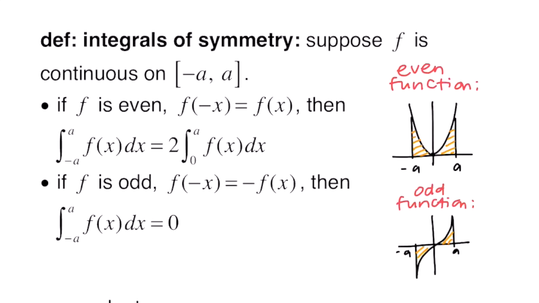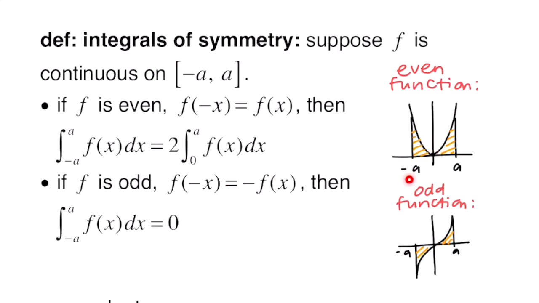Our next definition is integrals of symmetry. It says, suppose f is continuous on the closed interval from -a to +a. If f is even, so it has the property that f of -x is equal to f of x, then we have the integral from -a to a of f of x dx is going to be equal to 2 times the integral from 0 to a of f of x dx. So I have a diagram over here of an example of a function that's even.